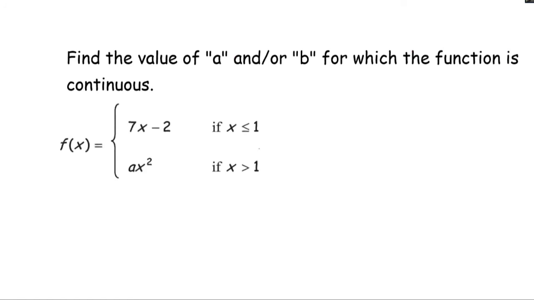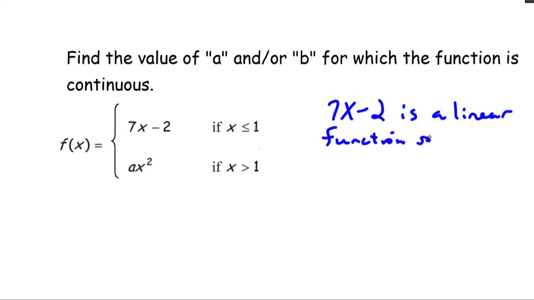All right, so we're going to find values of a and b for which the function is continuous. So we're going to make these continuous. Okay, it's a piecewise function. So if I look at the top piece, what kind of function is that? That's a linear function. So it is defined where? Defined is another way of saying the domain. What's the domain? Everywhere. So it's defined everywhere.